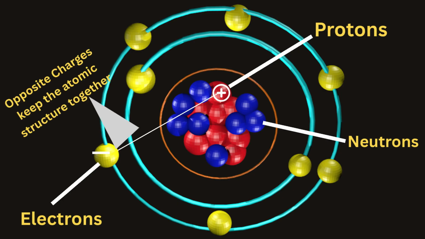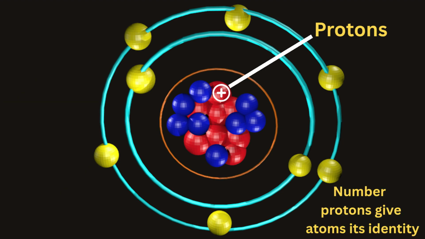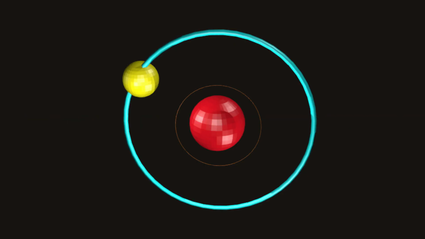The charges are very important. Positive and negative charges attract each other. This attraction keeps electrons connected to the atom. The number of protons inside an atom determines which element it is. The number is called the atomic number.